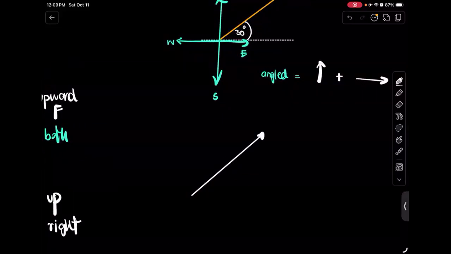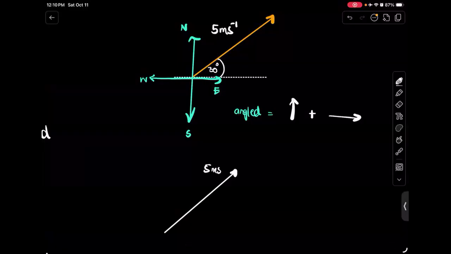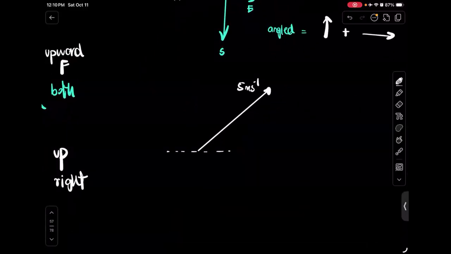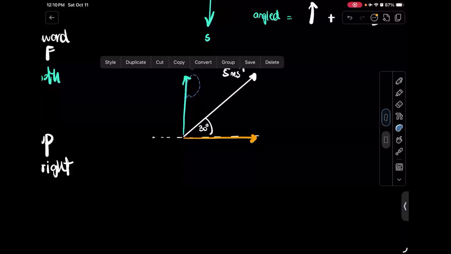How can you always break apart vectors into their components? How do I know how much of the vector is upwards and how much is towards the right? For example, take 5 meters per second at 30 degrees. This clearly consists of a horizontal component, and it consists of a vertical component as well. Both components combine to make up this 5 meters per second at a certain angle, right? You could write it over here or over here, that's basically the same thing.